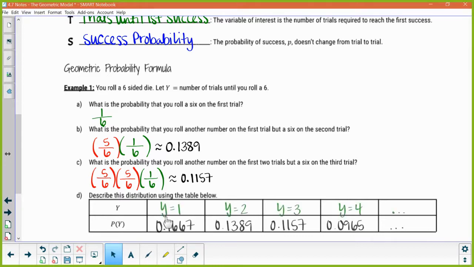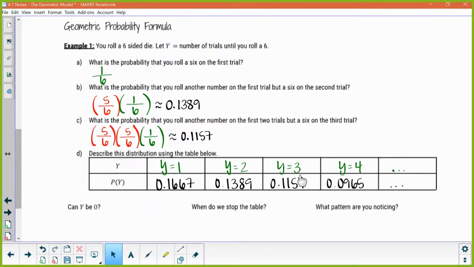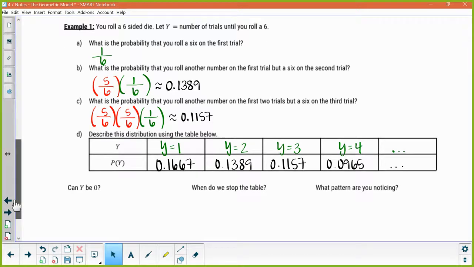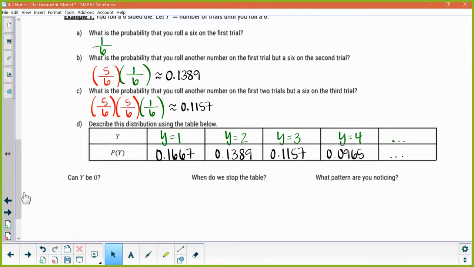So I could have y equals 1, y equals 2, y equals 3, y equals 4, continuing all the way up to infinity, really, because it could happen in theory. You could keep rolling the die and not get a 6 for a very, very long time. And so in our calculations, we would keep going with 5 over 6 until that last trial to get 1 over 6.